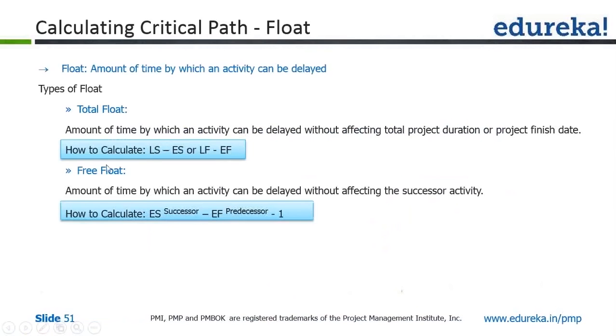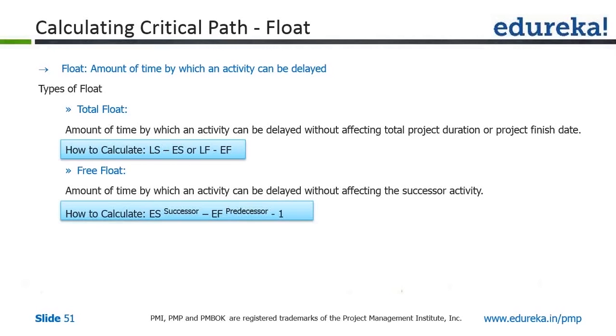So there are two types of float. There are actually multiple types of float, but I will talk about only these two. One is a total float, and second is a free float. Just remember, the definition can be confusing right now, but whenever we talk about total, the moment you see this word total, it means we are talking about the impact of delay on the overall project duration.